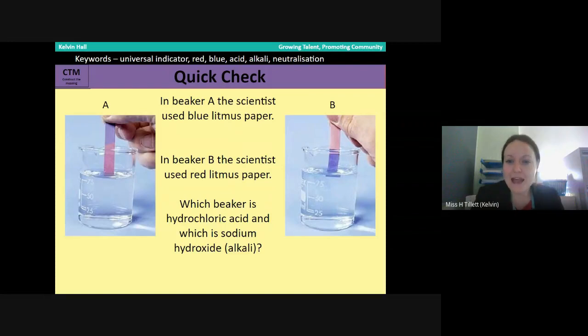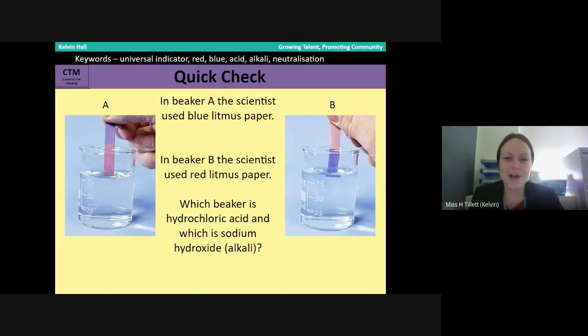Beaker B, they've used the red indicator paper. Like you can see again in this picture, it's red near her thumb and it's turned blue. So I want you to work out which beaker is hydrochloric acid and which beaker is sodium hydroxide. Sodium hydroxide is a common alkali that we'd use at Kelvin. I'll give you 2 minutes to write down on your line paper, A is which substance and B is which substance. Pause the video, off you go.